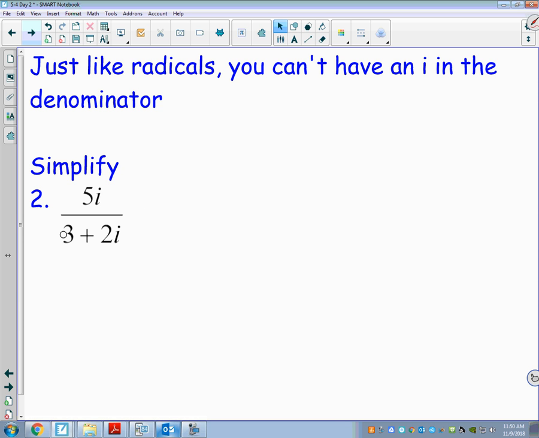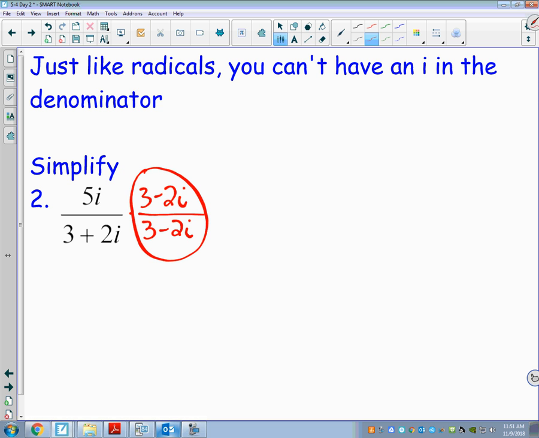Well, you might say, let's just multiply by i. But if you do that, the i just moves to the 3. So the only way to cancel it out is to know to multiply by the conjugate. So what I'm going to do is multiply by the conjugate of 3 plus 2i, which is 3 minus 2i. But I can't just do that on the denominator. I also have to do that in the numerator because then that is just like multiplying by 1, right?